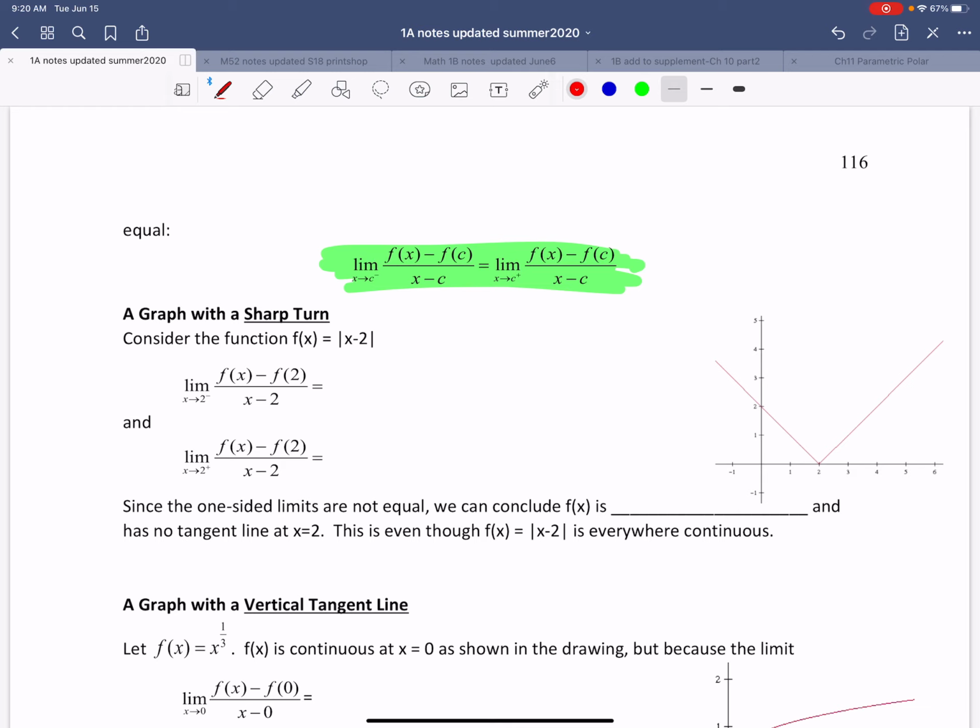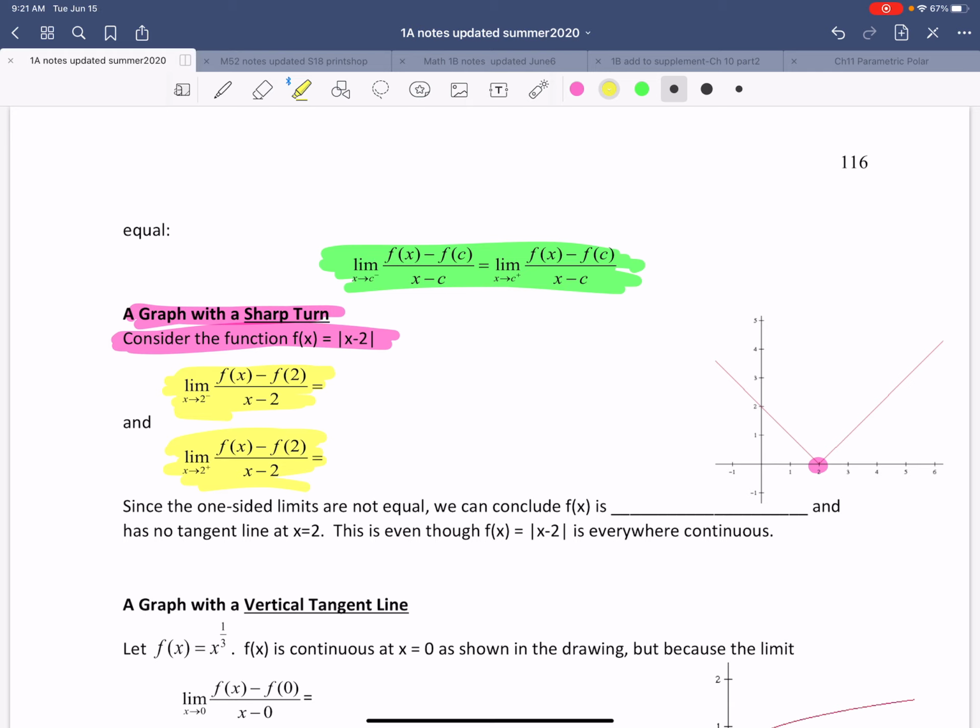We just said that for the limit definition of derivative to work, or the derivative to exist, both one-sided limits have to be equal to each other. Both one-sided limits should exist and they have to be equal to each other. So let's look at a graph with a sharp turn. Consider the graph of absolute value of x minus 2. Again, at point 2, we don't know what kind of tangent we should draw. So we're going to evaluate both one-sided limits: limit x approaches 2 from the left hand side, limit x approaches 2 from the right hand side.